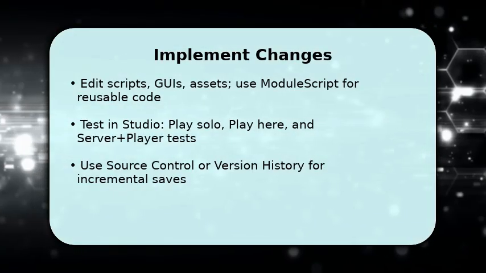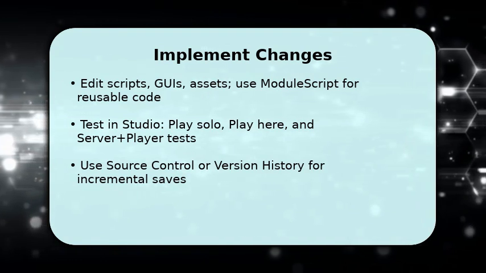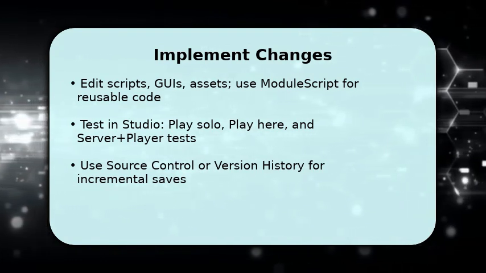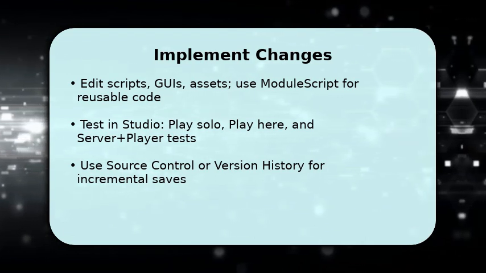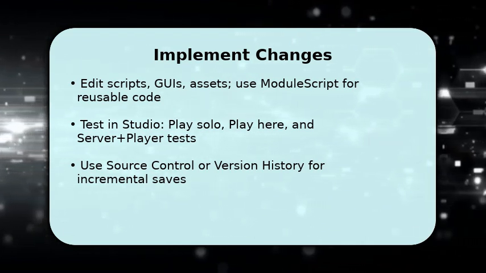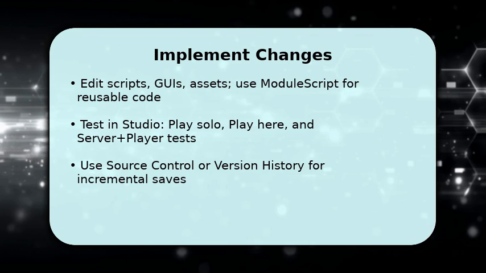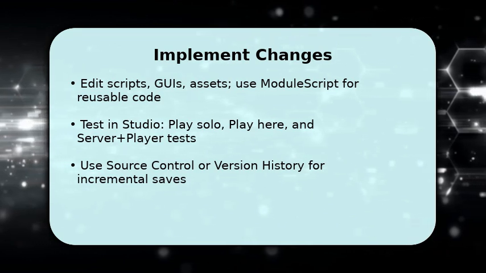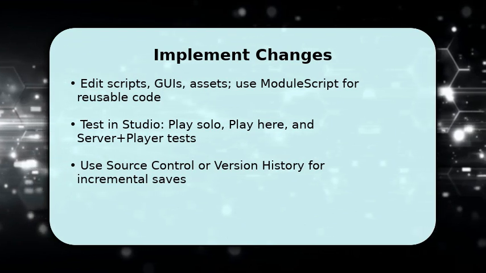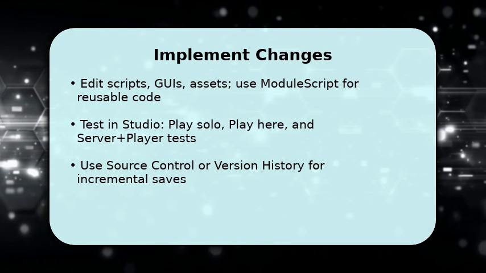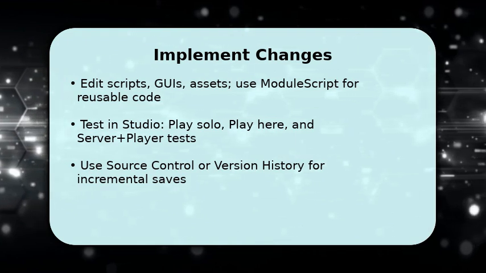You now make the actual changes: update scripts, adjust GUI, swap or add assets, and factor shared logic into module scripts to reduce duplication. After each meaningful edit, run Play Solo and Play Here, then run a server plus player test to catch replication issues. Make incremental saves and use source control or Roblox version history so you can revert specific changes.